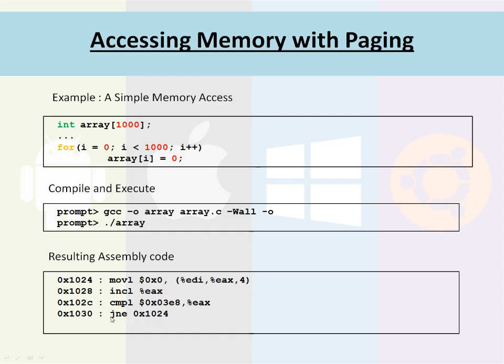Because this is saying jump not equal. Okay, so that's basically what the assembly code is doing. This is setting the value equal to 0. This is incrementing our I value. This is doing a comparison. And this is jumping whether or not that comparison was true or false.